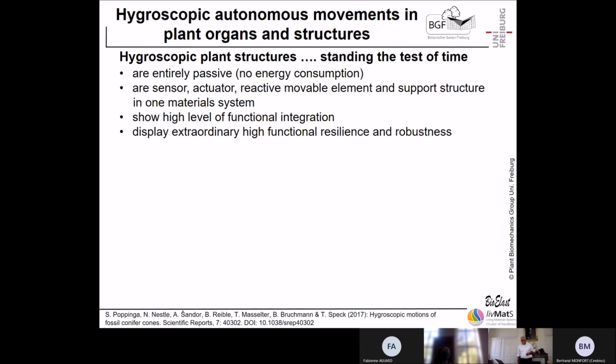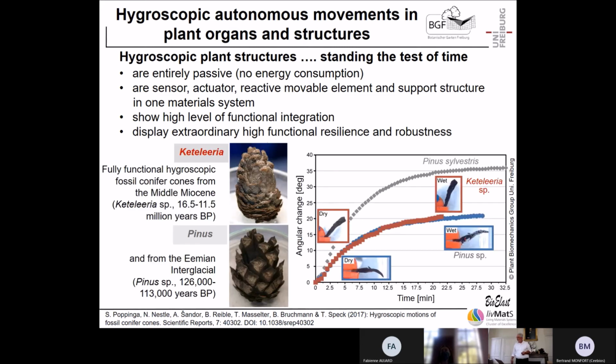And this is perhaps especially interesting for the paleontologists here. We looked at fossil cones. This is Cathaya from the Miocene, between 11 and 16 million years old, and this is a fossil pine cone from the Eemian interglacial, about 120,000 years old. And here you see the changes in movement from dry to wet. This is a recent, extant Pinus sylvestris, and you see as well Cathaya here in red, as the fossil pine cone, have exactly the same movement pattern.